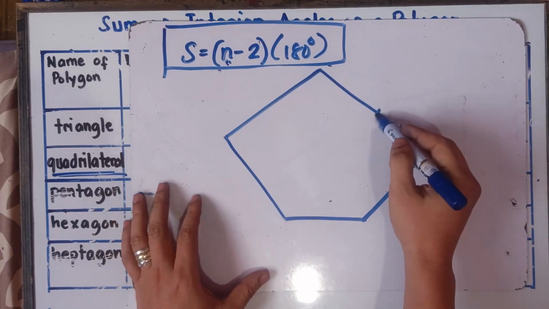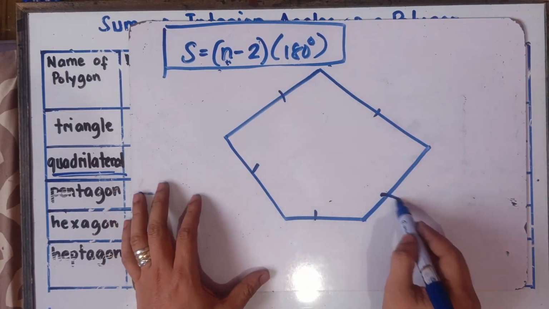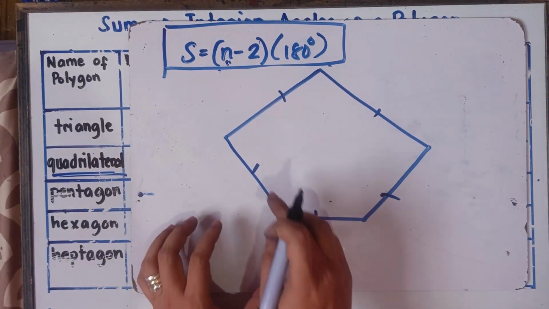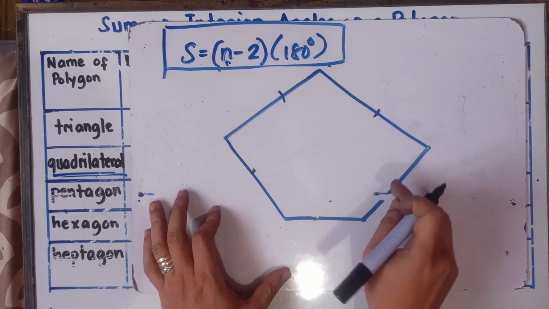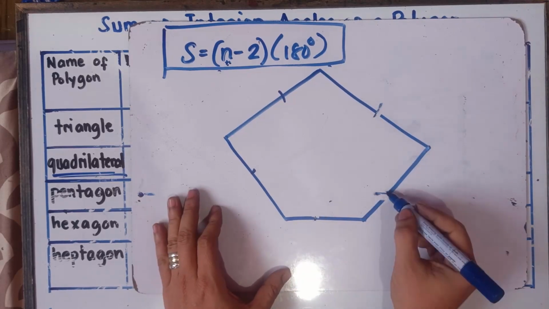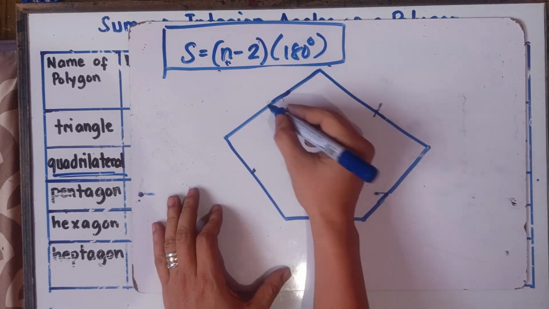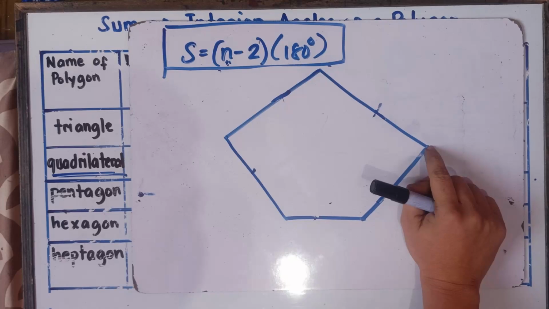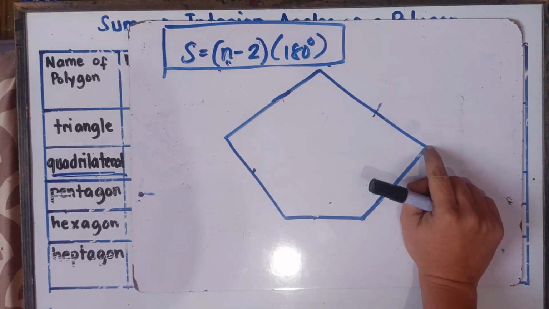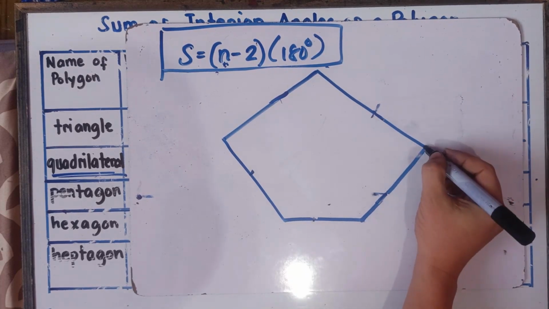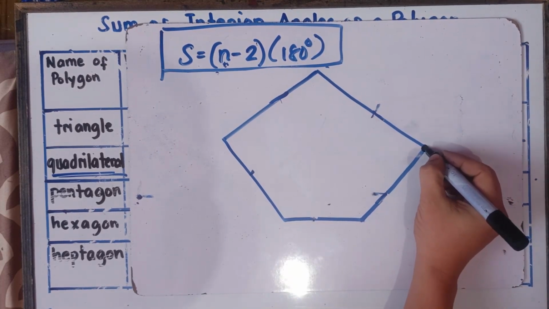Alright, is this a pentagon? 1, 2, 3, 4, 5. So you can choose a vertex, class. A single vertex. It's up to you, class. Which do you prefer? You can have this one on the top, or this one, or this one. Let's have this one. This will be our single vertex.